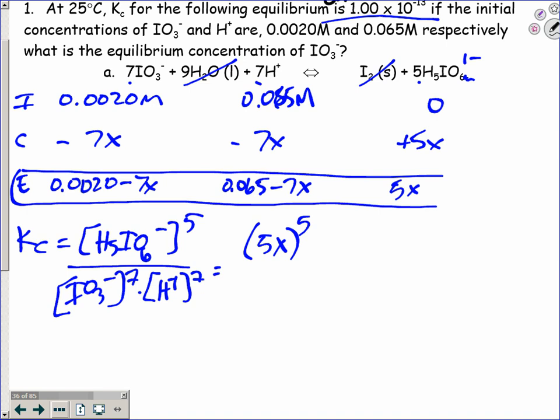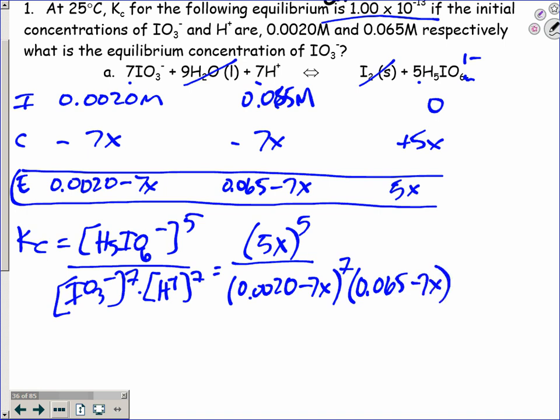So then that's going to be ringing a bell. And then 0.002 minus 7x to the 7th, and then 0.065 minus 7x to the 7th. Holy moly, this is crazy, right? So now I have to set this equal to what? 1.00 times 10 to the negative 13.